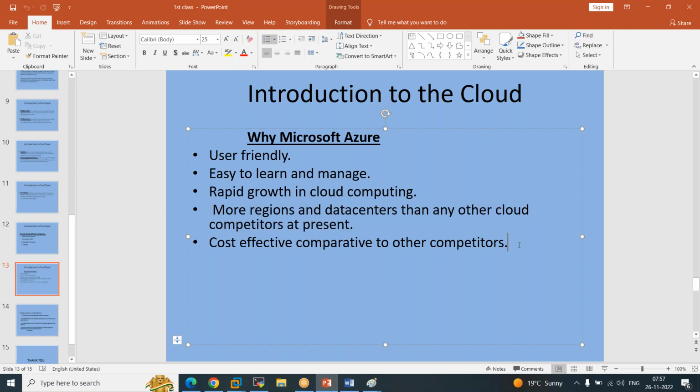Cost effective compared to other competitors. Azure can be cost effective because most of the software for running any business, Microsoft has it. It's their own product, so they can give deeper discounts. That way it will be cost effective.